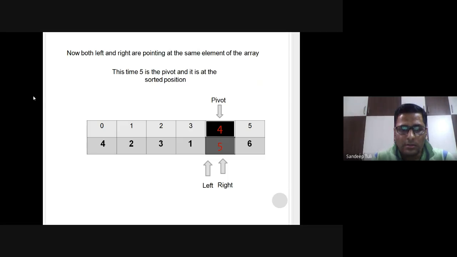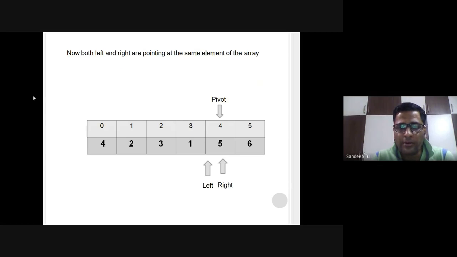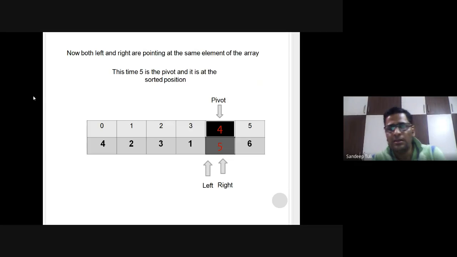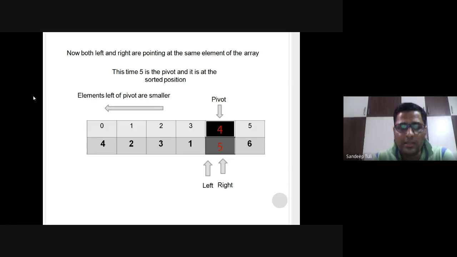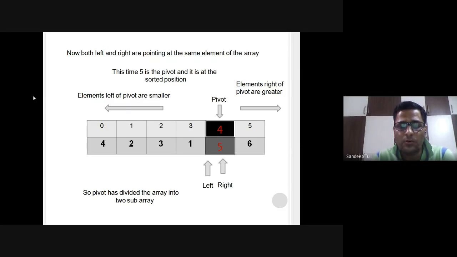Now this time left and right are pointing to the same element of the array, and this time 5 is the pivot element and it is at its sorted position. I have already explained that 5 will be at its position. Now all the elements at the left of the pivot are smaller and all the elements at the right of the pivot are greater. In this way, with the help of the pivot element, we have divided the whole array into 2 sub-arrays. That is the divide in the divide and conquer technique.